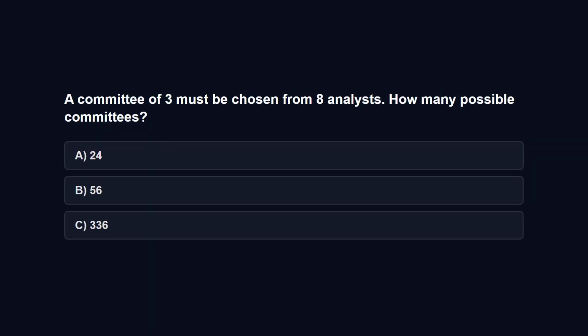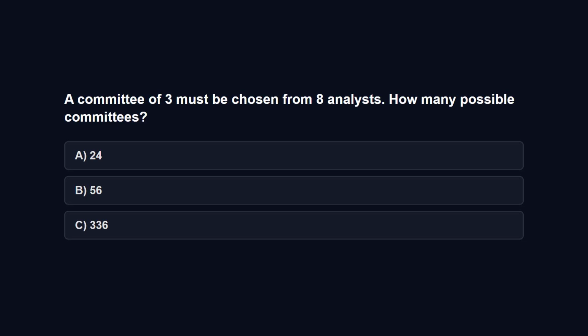Question 5. A committee of 3 analysts must be chosen from a group of 8. How many different committees are possible? If you chose 56, you are correct. This is a combination problem because the order does not matter. A committee of Alice, Bob, and Charlie is the same committee as Charlie, Alice, and Bob.